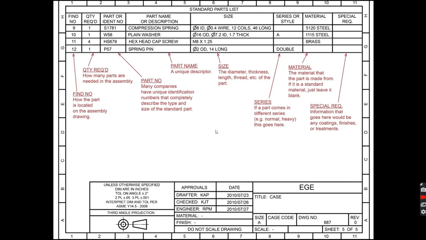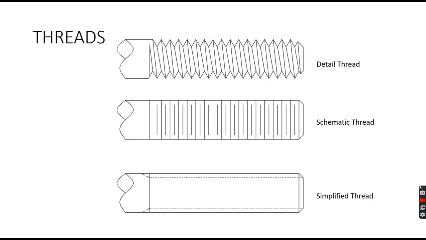Okay, that is it for the talking portion of the threads. Now we're going to draw some threads, and we'll draw all 3 types, and we'll draw a bolt, and we'll see how it goes from there. We are going to draw some of the threads that we looked at: a detail thread, a schematic thread, and a simplified thread. These are all showing the same size threads.